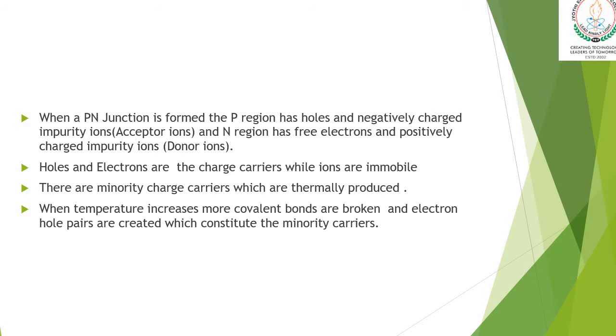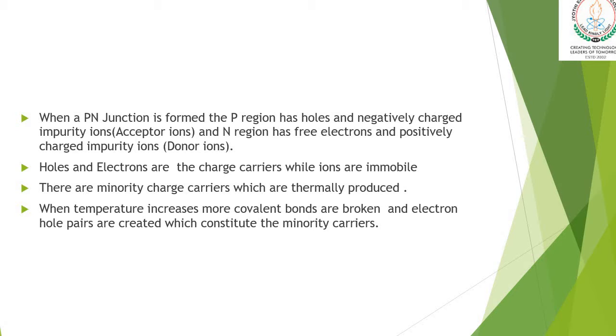Now when a P and an N junction is formed, the P region has holes and negatively charged impurity ions called acceptor ions, and the N region has free electrons and positively charged impurity ions called donor ions, which we have already discussed. Holes and electrons are the charge carriers, while ions are the immobile ones.